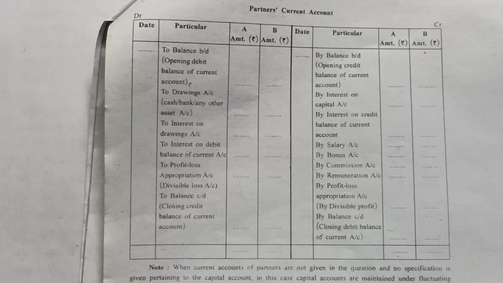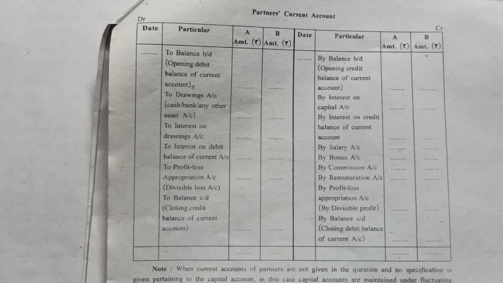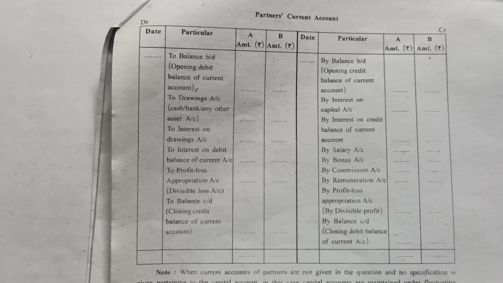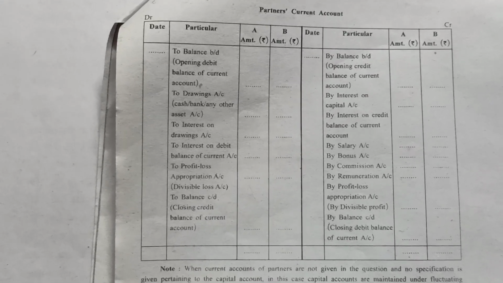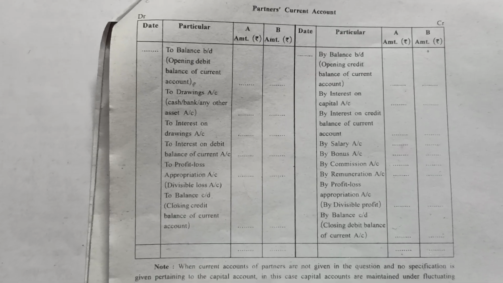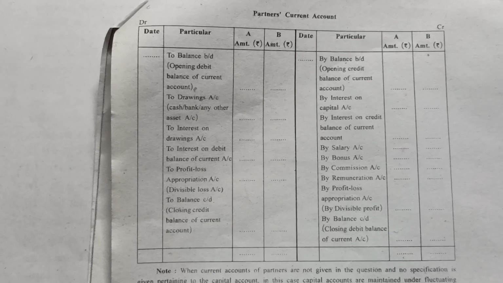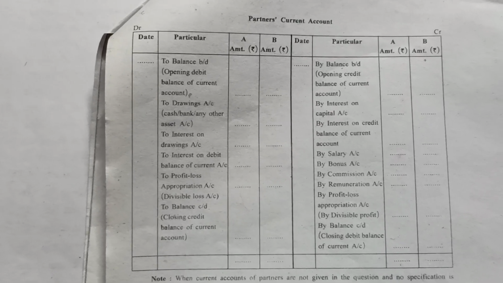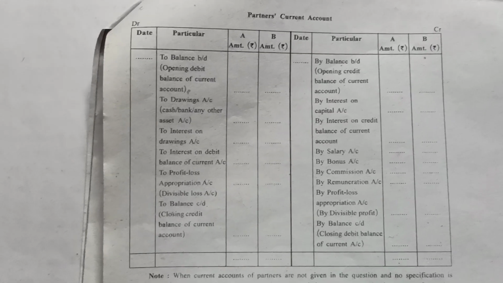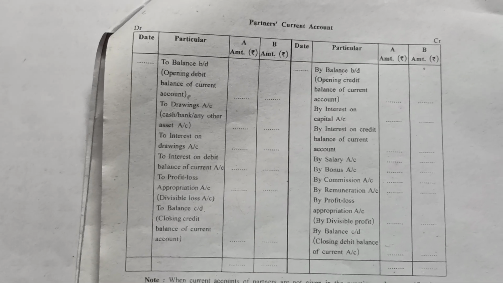That is the difference. On the debit side, we can see the opening debit balance of current account is recorded. After that, drawings, if there are any, by cash, bank or any other assets. After that, interest on drawings, then interest on debit balance of current account, profit and loss appropriation account, that is divisible loss, will be calculated and mentioned here, and lastly the closing credit balance of current account will be recorded.